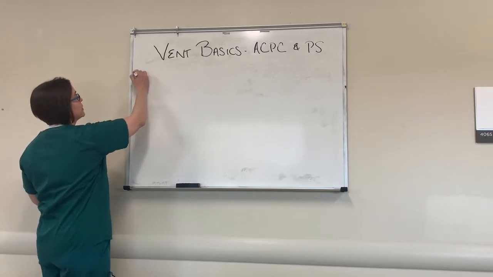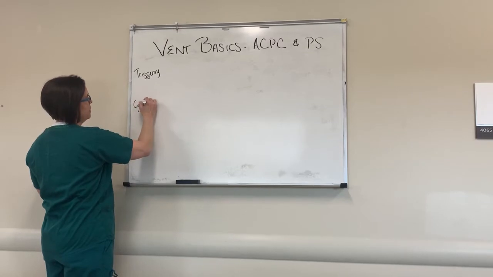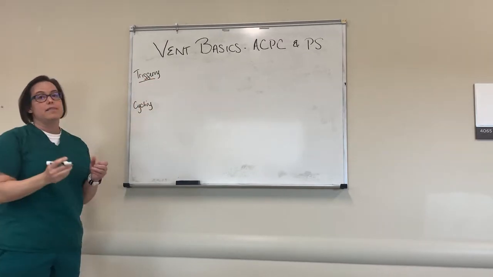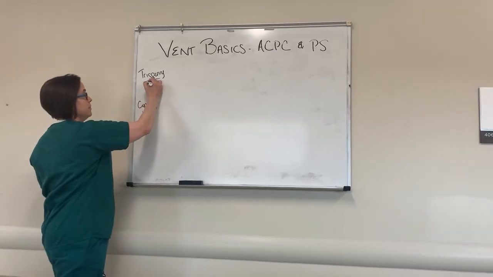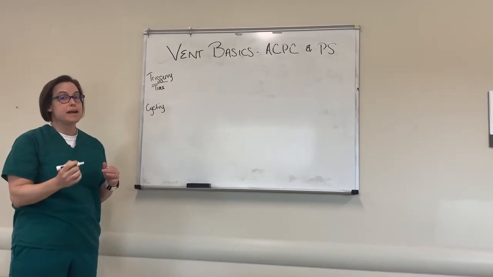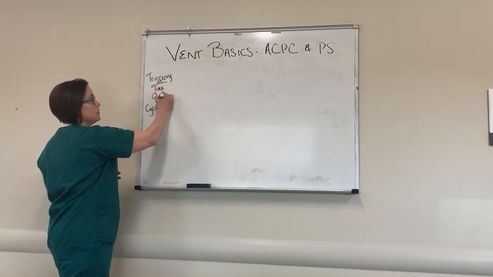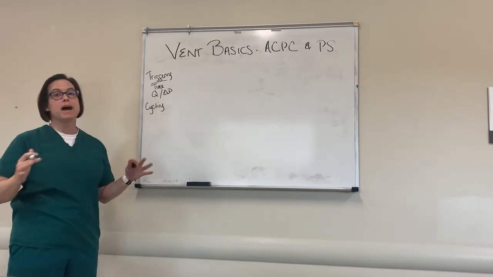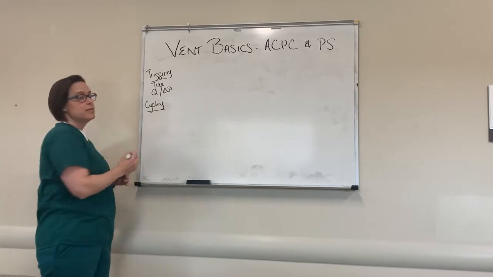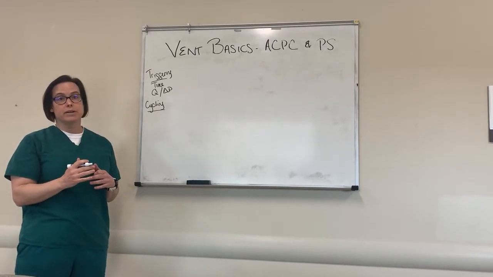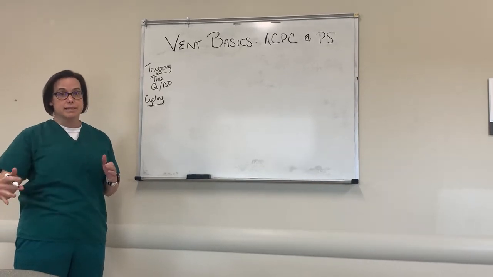So we talked about triggering, and we talked about cycling, and we said that the ventilator can be triggered, meaning it starts pushing air by either time or by patient effort. Patient effort that's detected as flow or a change in pressure by the ventilator. Either of those things can trigger the ventilator. And then there's three things that can cycle the ventilator. Cycling meaning you're shifting from inspiration to exhalation.